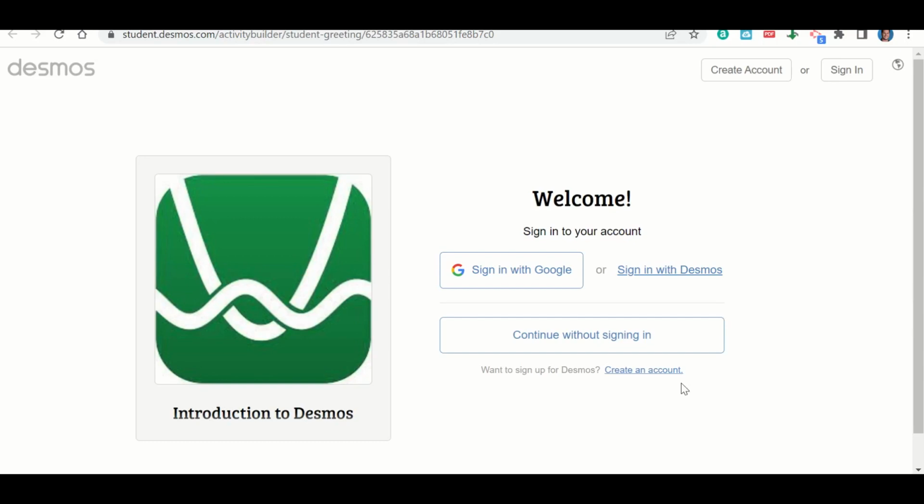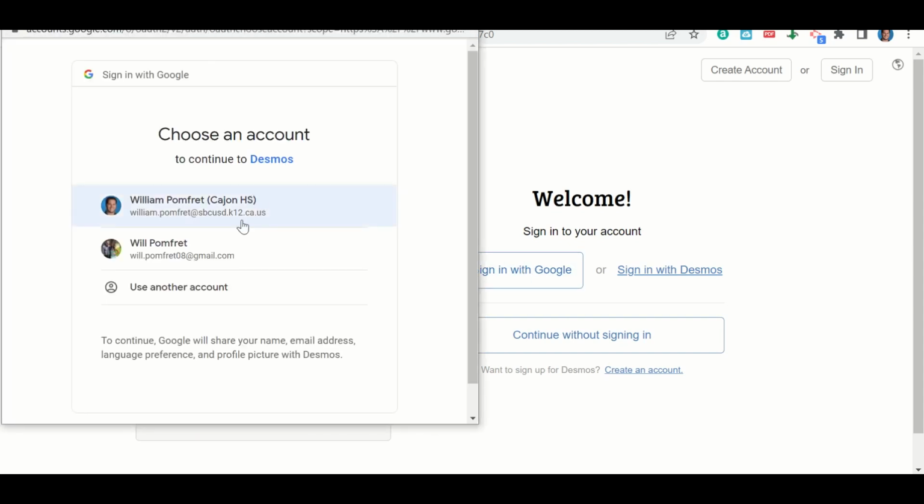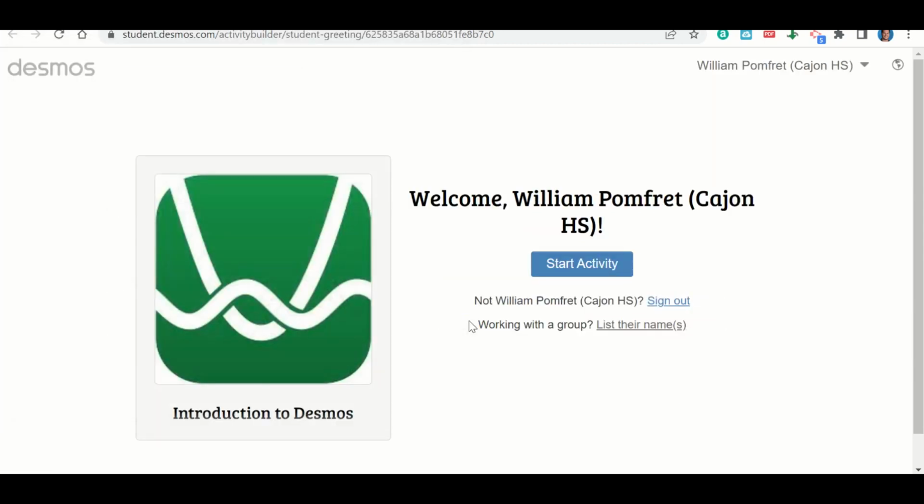So what you're going to do is click on the link to go to the assignment, and it should take you to a page that looks kind of like this. And right here where it says sign in with Google, we're going to click there. And it's going to pop up with our email accounts. You're going to click on your school email account, and it should already have you logged in because you should have already been logged in using Google Classroom. From there, I'm just going to click start the activity, and it will take me into the assignment and allow me to begin. So that's how you will log in to Desmos using Google.